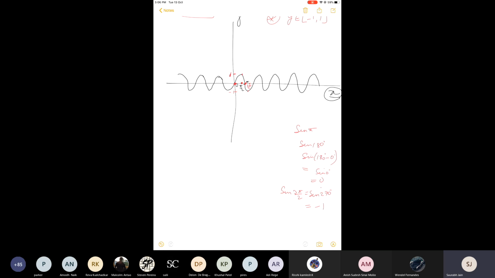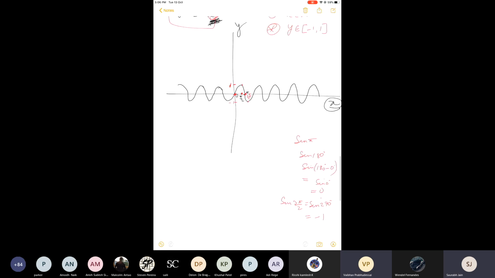Sine 270, sine of 180 plus 90, minus sine... Excuse me, sir. Yes. So 3 pi by 2 is on the x-axis, or is it a part of the curve? 3 pi by 2 is not part of the curve. This point is part of the curve. I am saying that this point has x coordinate 3 pi by 2 and y coordinate -1. Got it? Yes, sir.